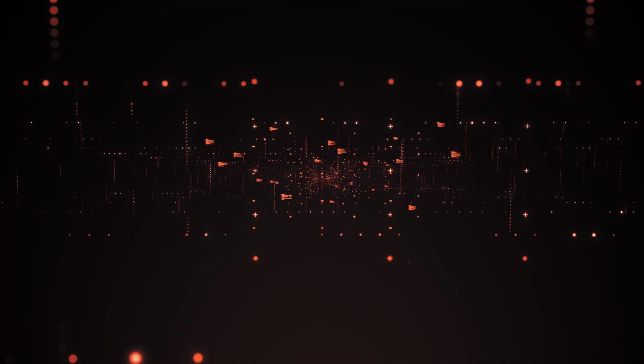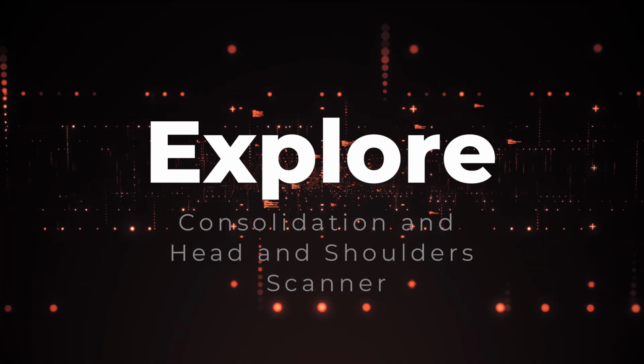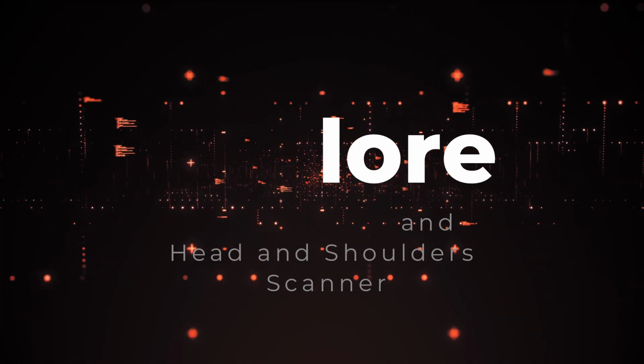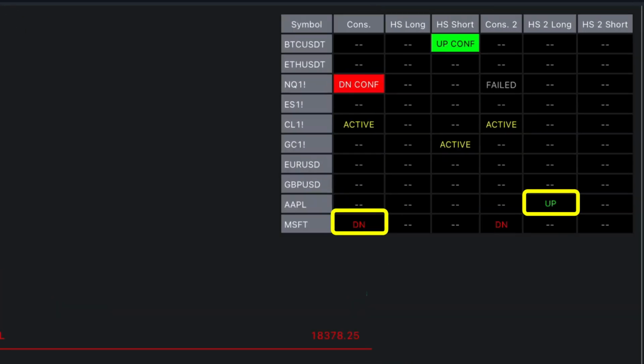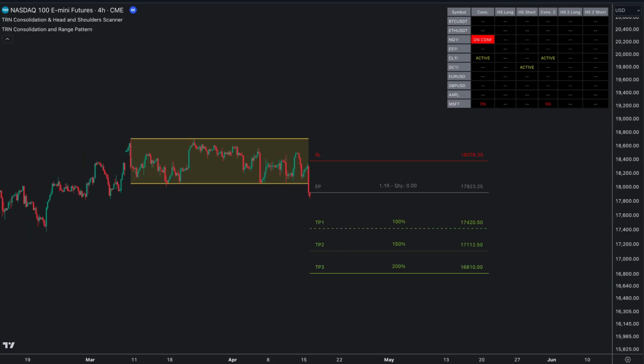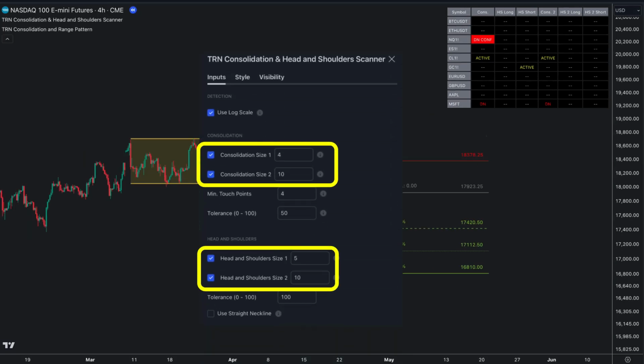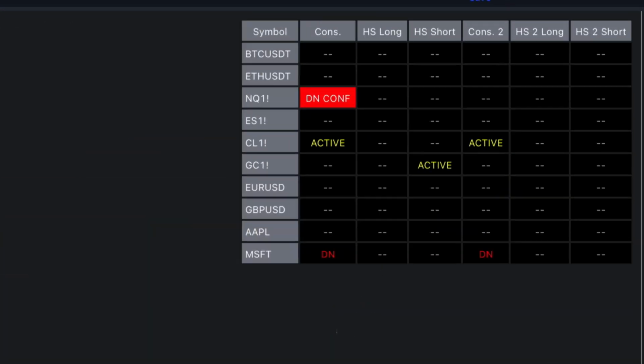Now let's take a look at our consolidation and head and shoulders scanner. Like with the harmonic pattern scanner, the table displays active, breaking out, confirmed and failed chart patterns. The scanner looks for patterns in two different sizes at the same time. That's why there are two columns for consolidation patterns, two columns for head and shoulders patterns, and two further columns for inverse head and shoulders patterns.